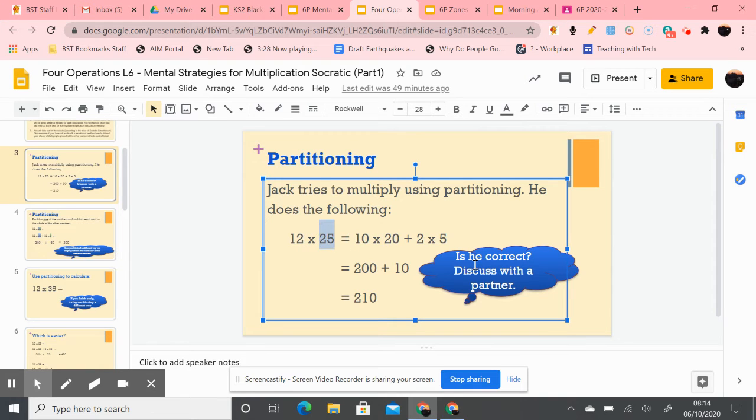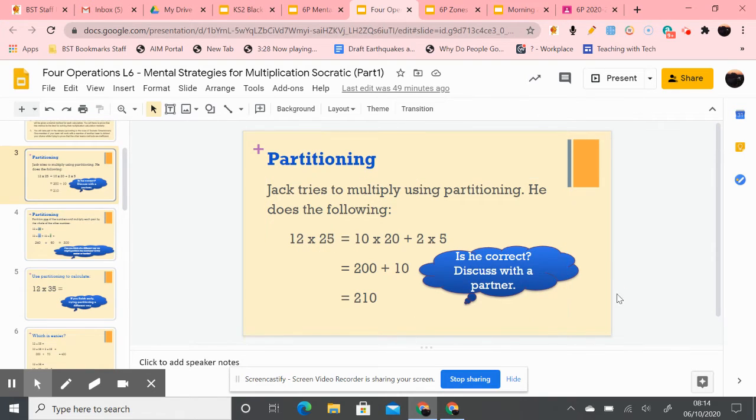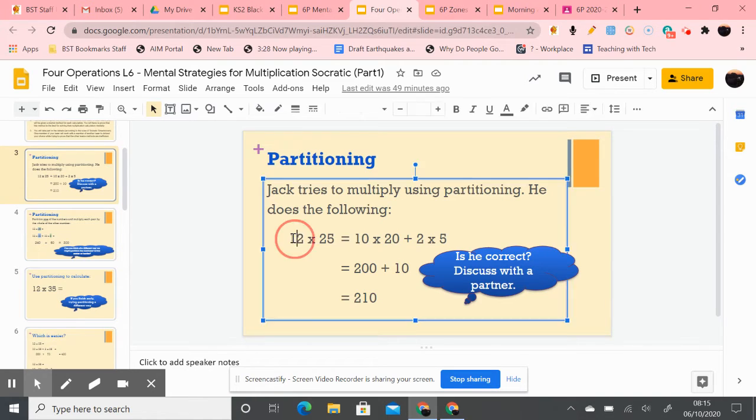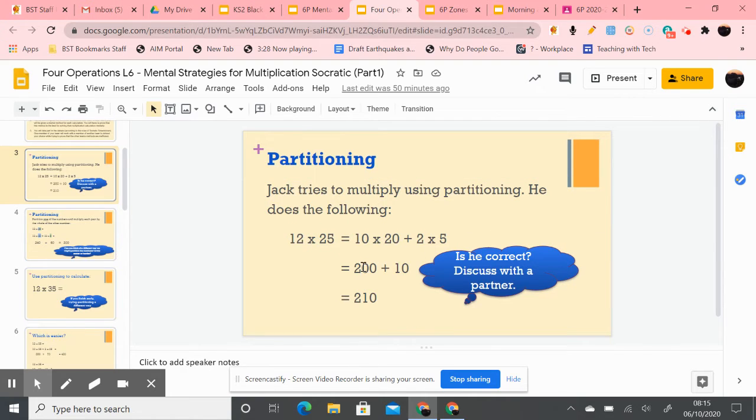Now have a look at this one. It says, is he correct, to discuss with a partner? Actually you don't need to discuss it with a partner because I'm going to go through it. If we look at this, he's done 10 times 20, and then he's done 2 times 5, or she or they have done that, should I say. And clearly that can't be correct. What's happened is they've just multiplied the tens and then they've multiplied the ones.